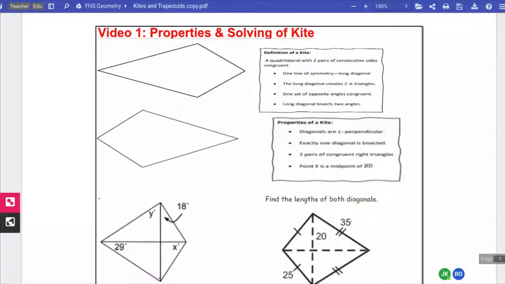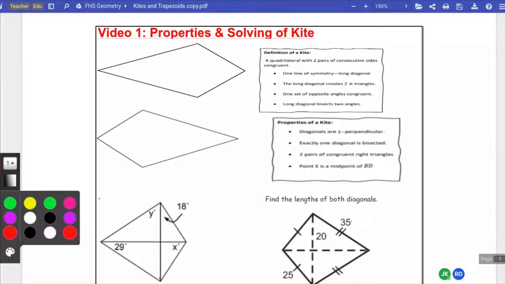We'll be learning about properties of kites. We will focus on kites today, and we will discuss how to solve for missing parts of a kite. All right, so first things first, let's talk about all these properties.